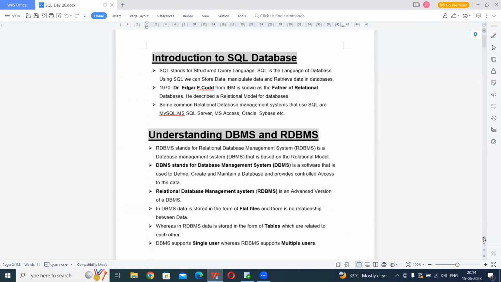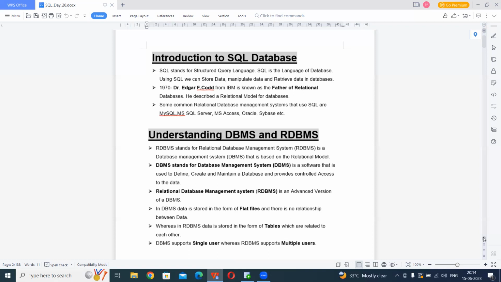Using this SQL, we can store the data, or we can manipulate the data, or we can bring the data present in the database. So guys, in the databases, we have some data. Using this SQL, we can store the data, or if we want to perform some changes on the data, we can perform them. If we want to bring the data... So guys, in this SQL, if we are trying to bring some data, we call it retrieving.